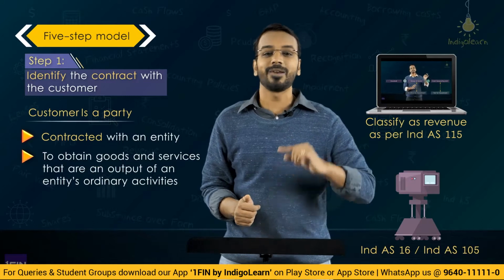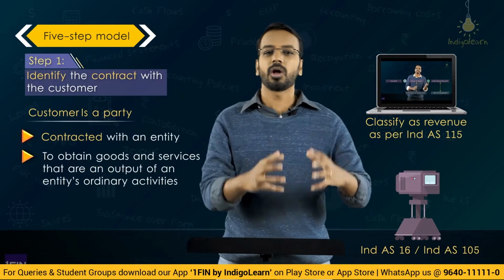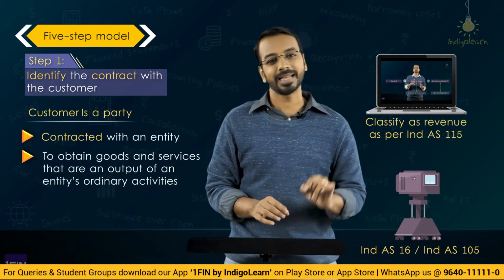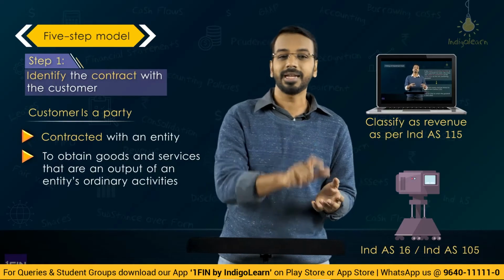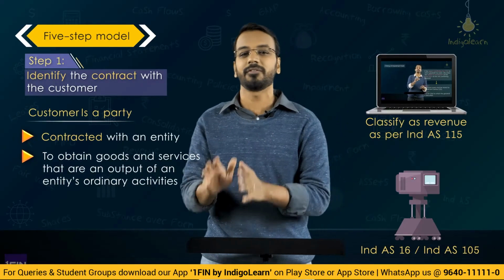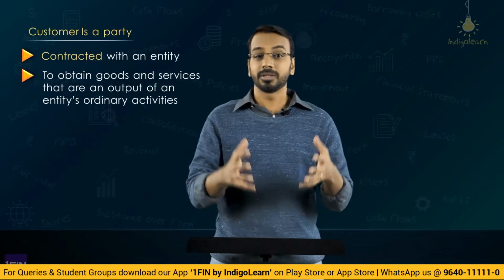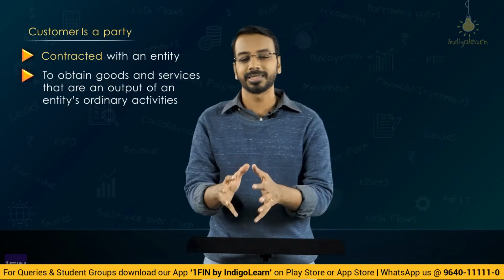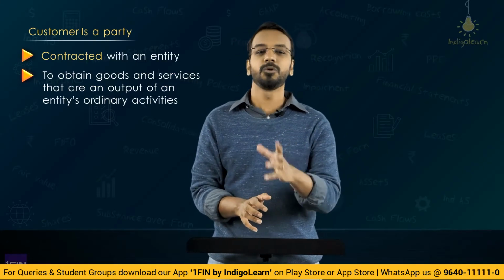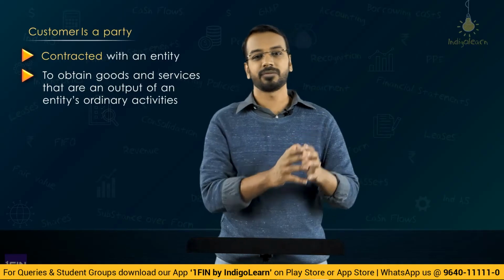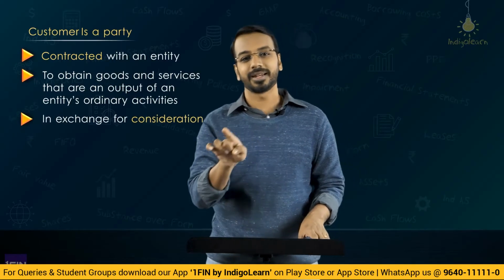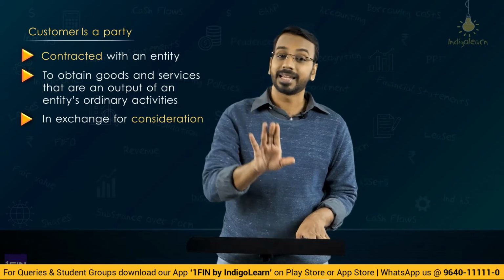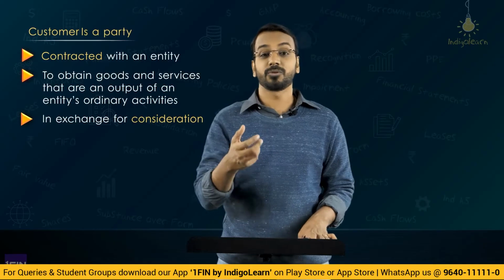Whereas, if we sell old computers, if we sell old camera, or if we sell something which is not the output of our ordinary activity, that cannot be classified as revenue. You will deal with it as per Ind AS 16 or as per Ind AS 105 as appropriate. Now, the thing that we have understood with this discussion is a customer must purchase or must enter into a transaction to obtain the output of goods or services which are from the ordinary activities of the entity, and there has to be a consideration as well. There has to be a consideration. Monetary, non-monetary, will come to it later, but there has to be a consideration. You will have to pay something to acquire those goods or services.